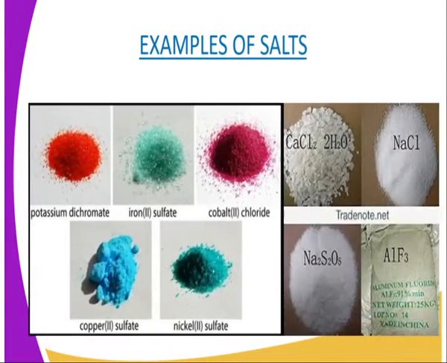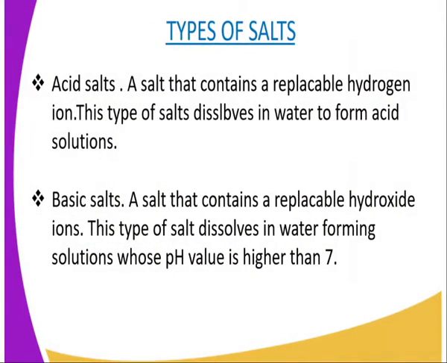What are some of the examples of the salts that we have? From the diagram that we have here, you can see we have potassium dichromate, iron 2 sulfate, cobalt 2 chloride, calcium chloride, table salt, commonly known as sodium chloride, copper 2 sulfate, etc. There are so many different types of salt. Remember, some of them occur naturally, and we can also form or prepare them in the laboratory.